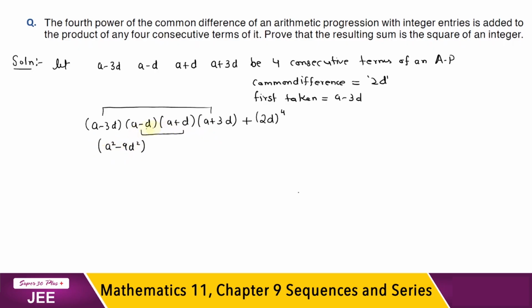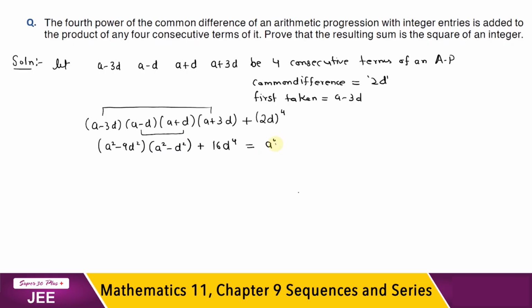And again, over from these 2 terms, we are going to get a square minus d square, using the same identity of a square minus b square. And (2d) whole raised to the power 4 becomes 16d raised to the power 4. Alright, now let's multiply each and every term.